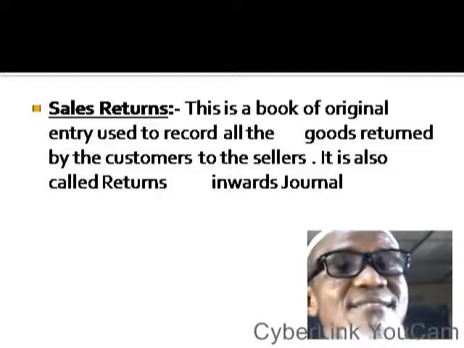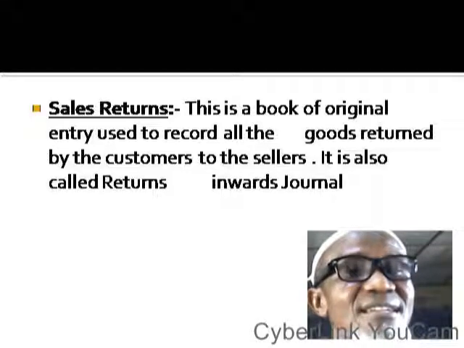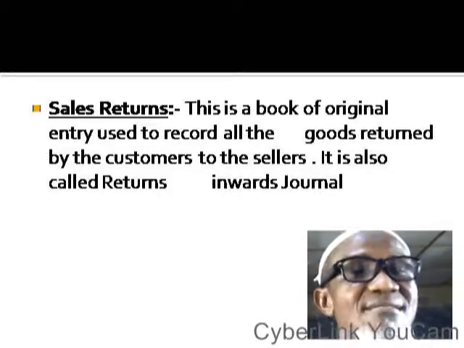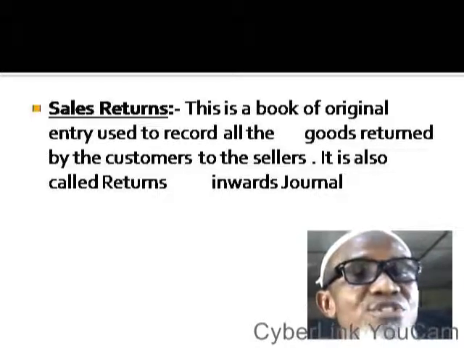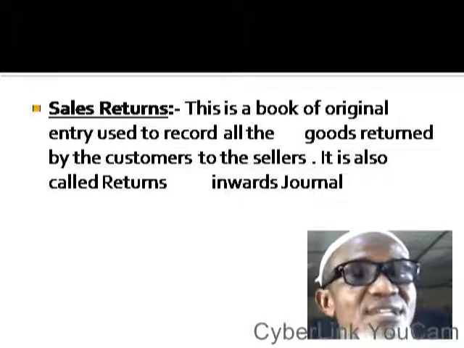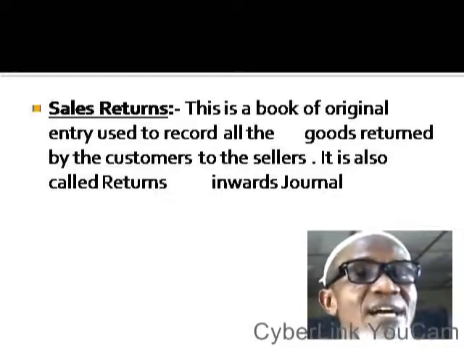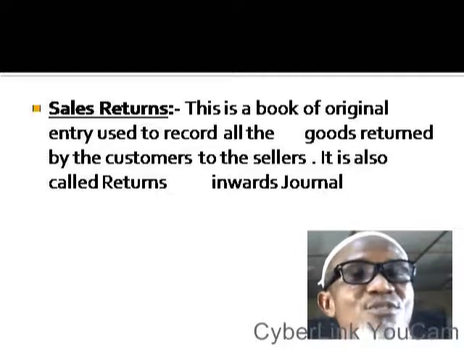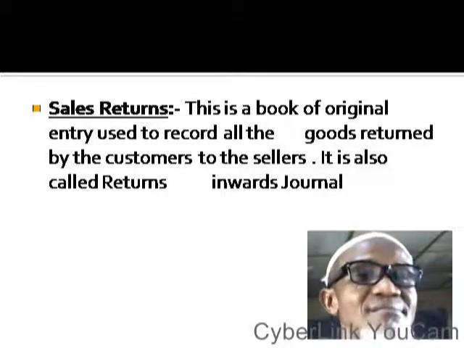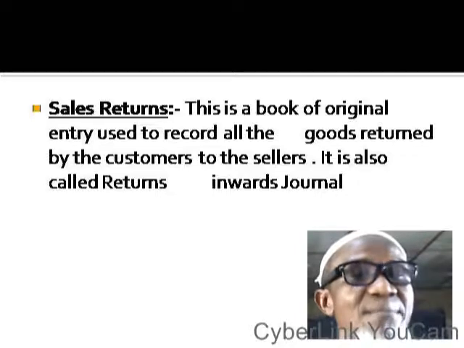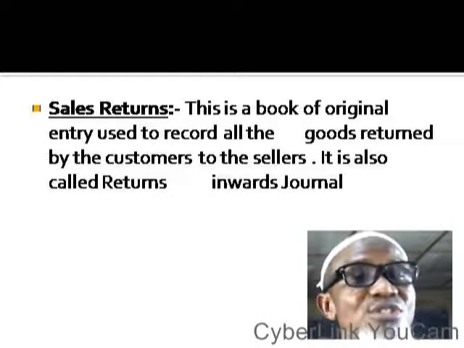This sales return journal is also known as return inward journal. Once again, return inward journal. The return inward journal is also called sales return journal. So the two are the same. In your exam, you may be asked, what is the other name for sales return journal? The answer is return inward journal.